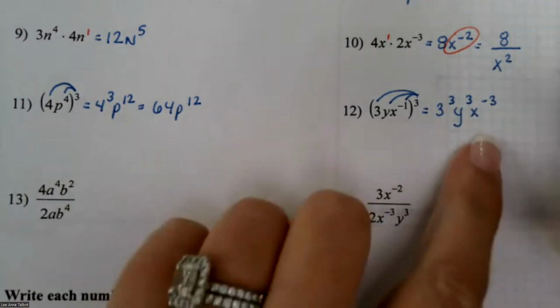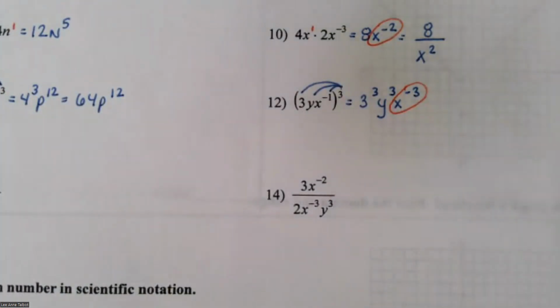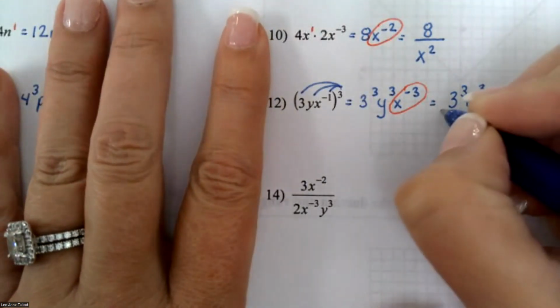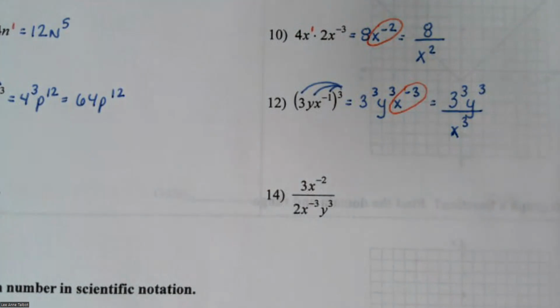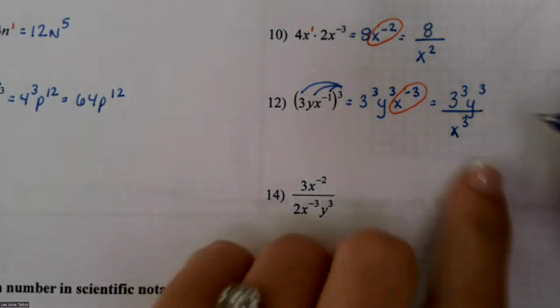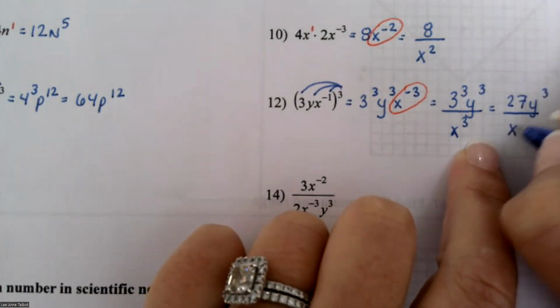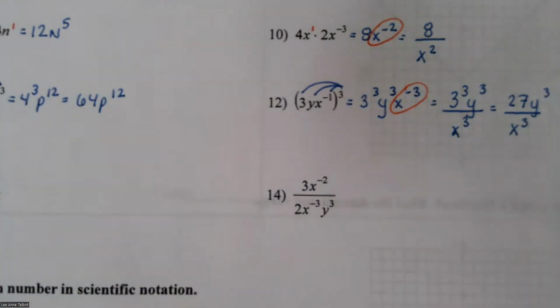Okay, now these guys are all separate from each other. So 3 to the third, y to the third stays on top. The only thing that gets the reciprocal is the negative 1. And then we already figured out earlier, 3 to the third is 27. Are we getting the hang of the negative exponent deal?